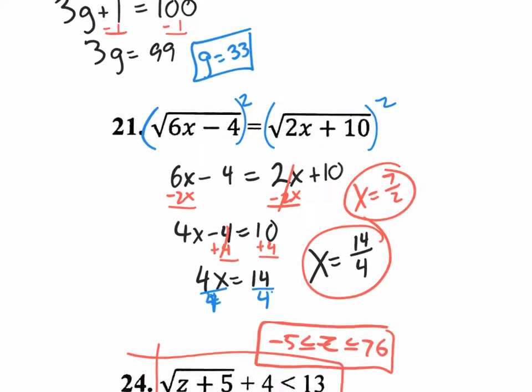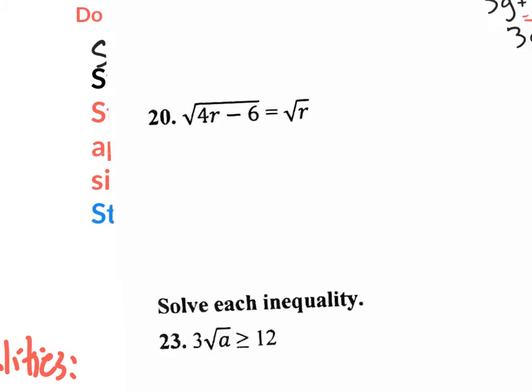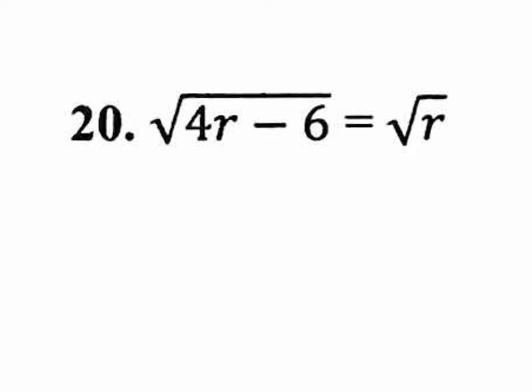So anytime you have 2 radicals on both sides, it's really easy. You just square both sides, and you end up with your equation 4r minus 6 equals r. And then you just solve it the way you normally would. But you got to test your answer to make sure that you're right.